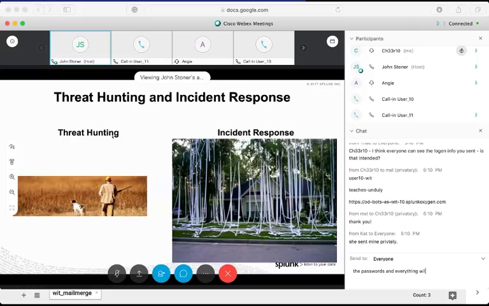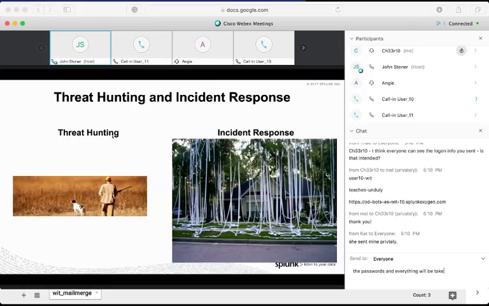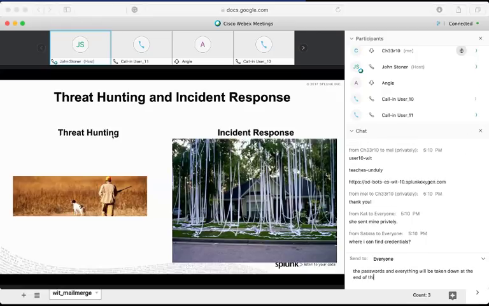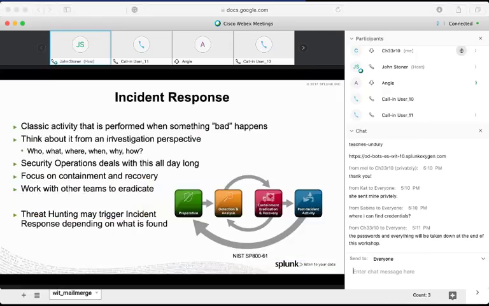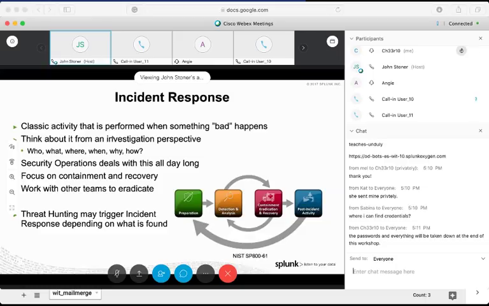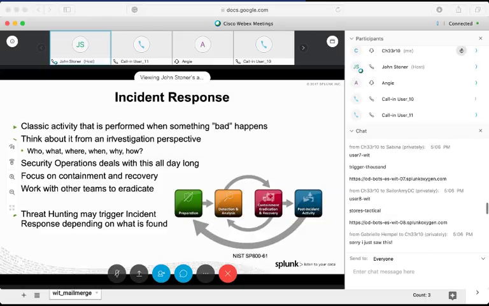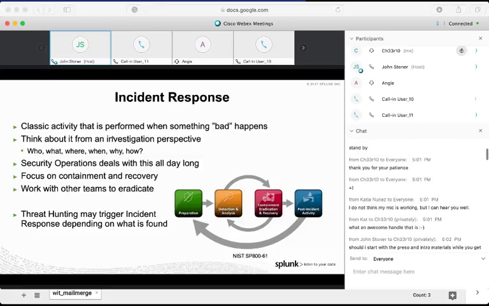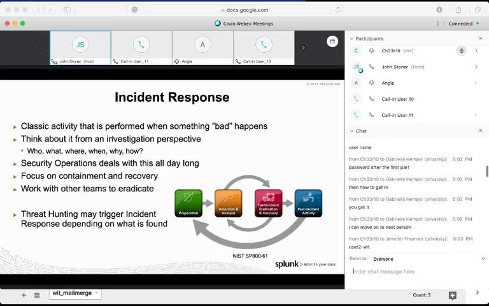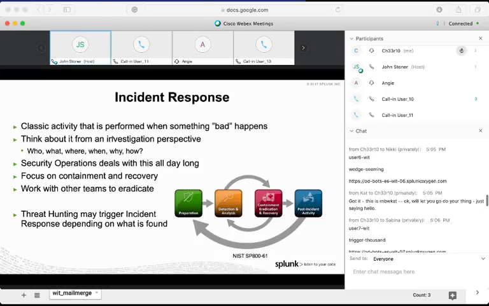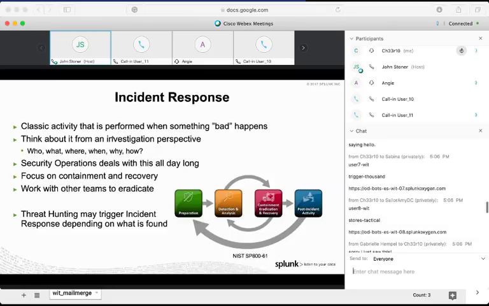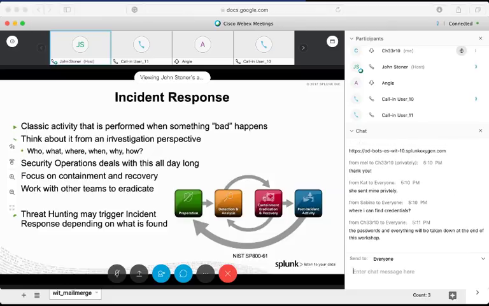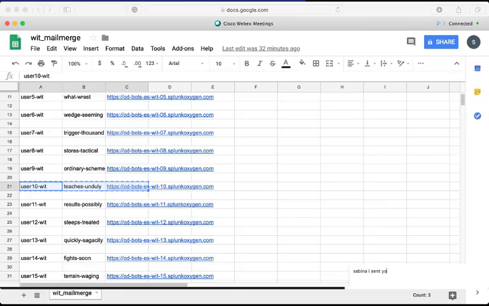But when we're talking about threat hunting today, we're really talking about going out, assuming breach, and looking for badness. Incident response, if you're familiar with the NIST 800-61 document, talks about this evolving process where you go from detection and analysis to containment and eradication. Threat hunting could potentially trigger your incident response, depending on what's found. I may feed this information back to my threat intel team, or it may turn into a big problem that we have to solve as well. And that's okay. That's the intersection between threat hunting and incident response.